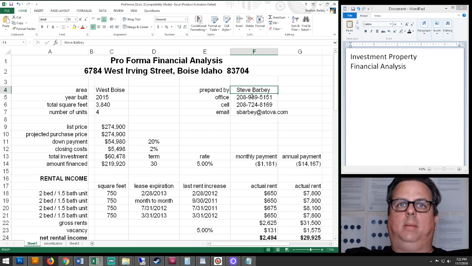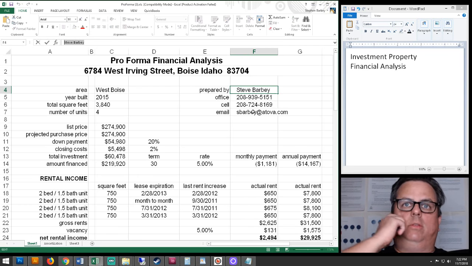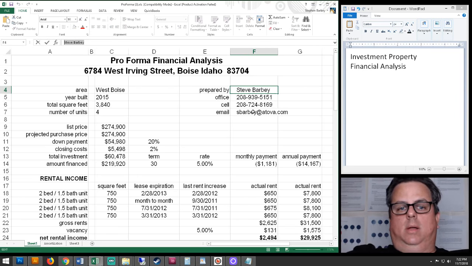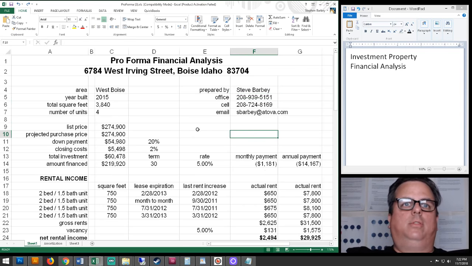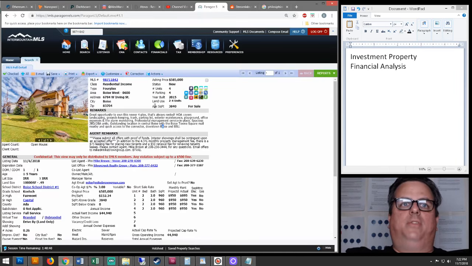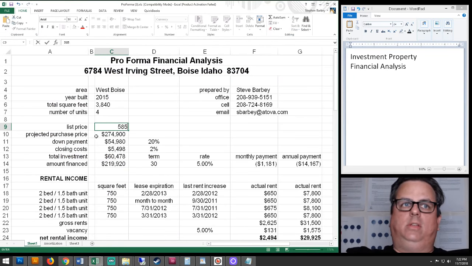Prepared by my name. There's the office number. There's my cell number. There's my email address. Of course, you would just change this to whatever your information is. So, Robert Jones, and then your name, your phone number, your email address. All right, the list price on this property is $585, so $585, and the projected purchase price.